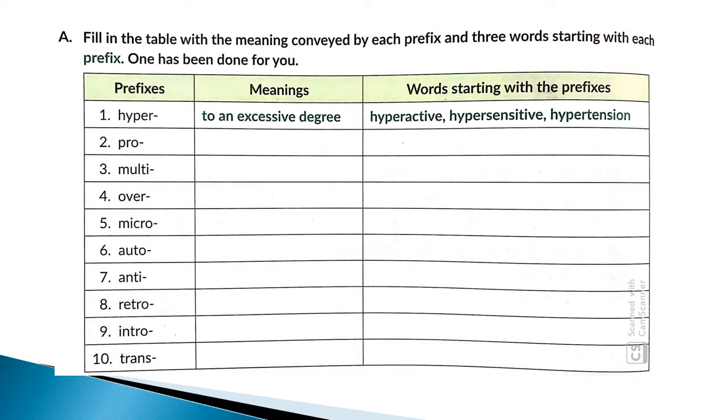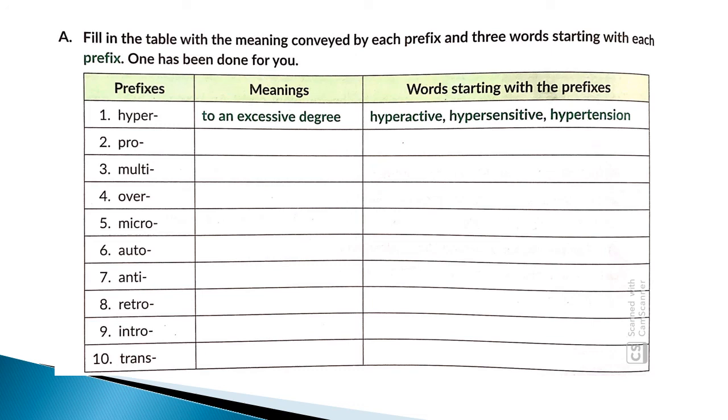So that brings us to the exercises where we build vocabulary. Fill in the table with the meaning conveyed by each prefix and three words starting with each prefix. One has been done for you. Prefixes are those words which are used in front of a word and a new word is created. So hyper is a prefix. It means to an excessive degree, and the words starting with hyper are hyperactive, hypersensitive, hypertension.